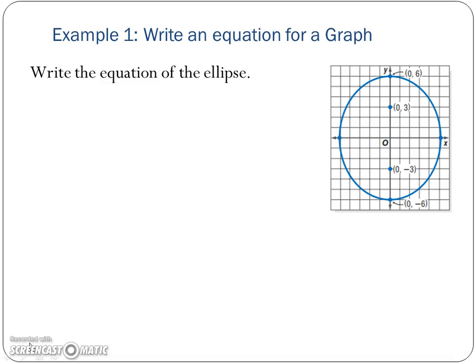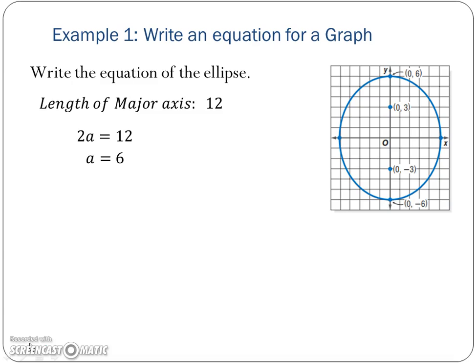We're going to write the equation of the ellipse. The major axis is vertical. Therefore, a is going to be with y. So to find the major axis, we just count down from (0, 6) to (0, negative 6). So the major axis length is 12. 2 times a is 12, so a is therefore 6.